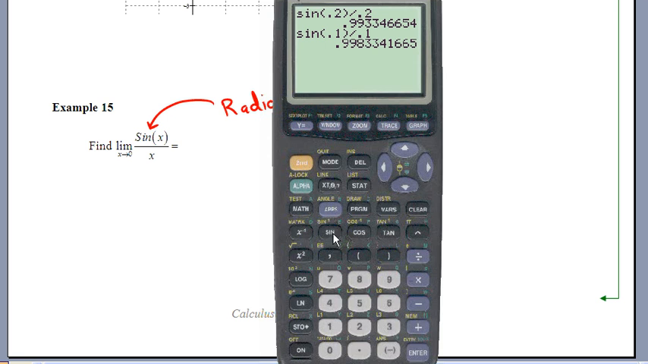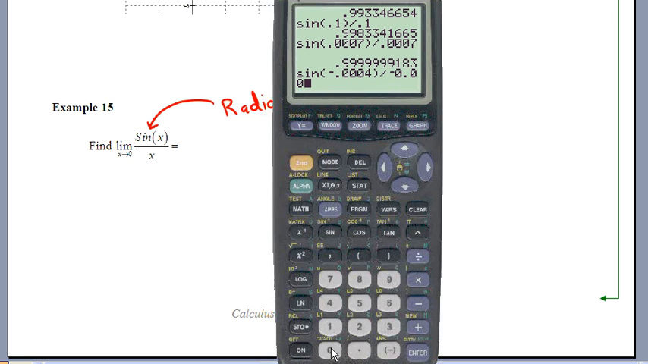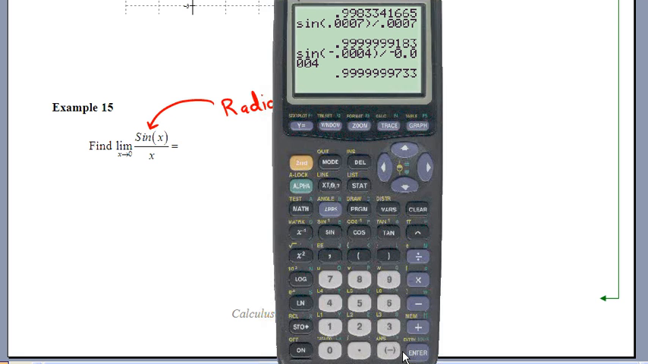What if we go smaller? What about sine of 0.0007 divided by 0.0007? See what that does. I think I'm seeing it. I think it's heading towards 1. But wait, we should check numbers on the low side. What about sine of negative 0.0004 divided by negative 0.0004? Okay, it's still 1. It looks like it's heading towards 1. And that is the right answer for this.